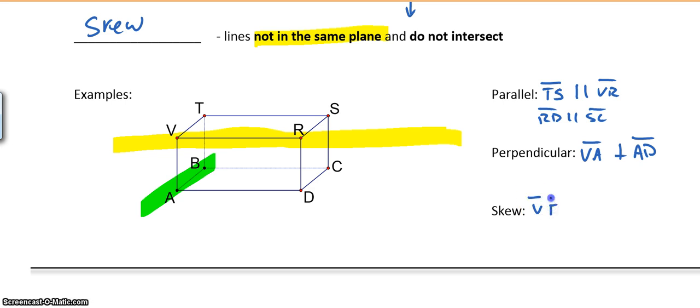So VT, I'm sorry, that's not VT. VR and AB are skew lines. Alright, and again, the way I like to think about it is just different levels.